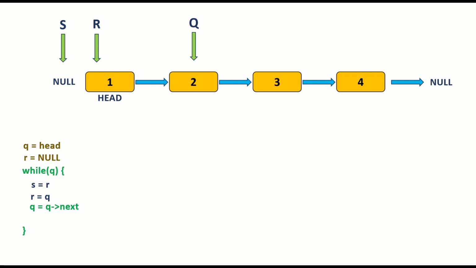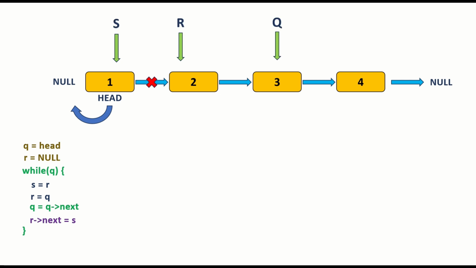Once we have this configuration of SRQ, we will simply reverse the pointers using R. How? R next equal to S. It means R, which is sitting between S and Q and which is pointing to Q, will now point back to S like this. Now let's move on using the same logic. S will take possession of R and R will take possession of Q. Q will move forward. Then we'll reverse the pointer, R next equal to S.